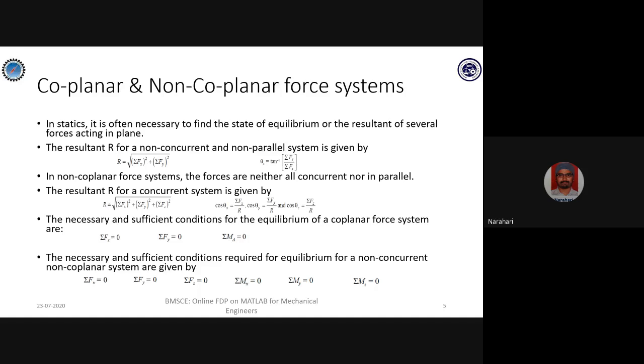And of course, the necessary and sufficient conditions required for equilibrium, for both concurrent and non-concurrent, for both coplanar and non-coplanar systems, are: we sum up forces along x, y, and z directions and equate them to 0. And then we also take moments about a particular point along a particular direction and equate them to 0 for equilibrium, right? So this is the standard stuff.